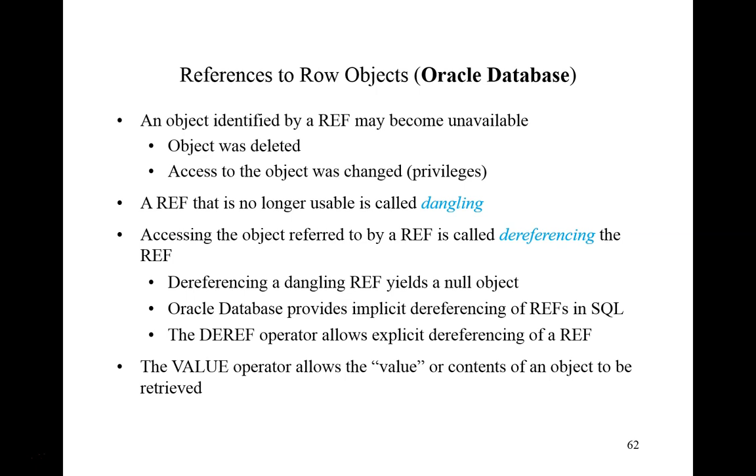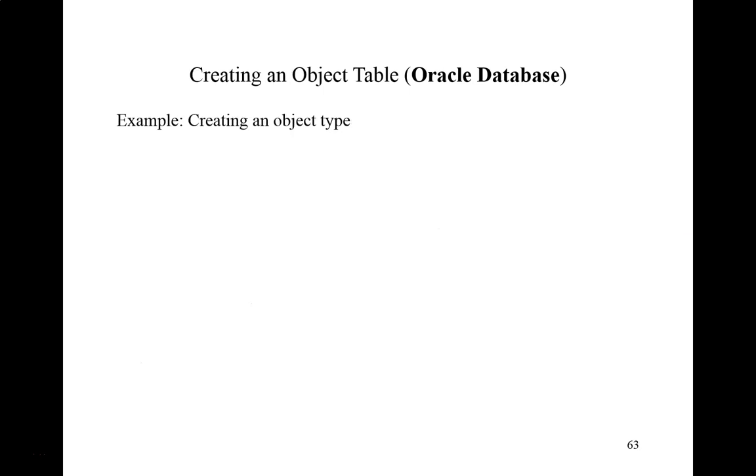Oracle Database provides a couple ways of doing a deref. There's implicit dereferencing when we use SQL, but there's also another operator called DEREF, and this allows explicit dereferencing. We'll provide examples of both. The VALUE operator allows the value or contents of an object to be retrieved.